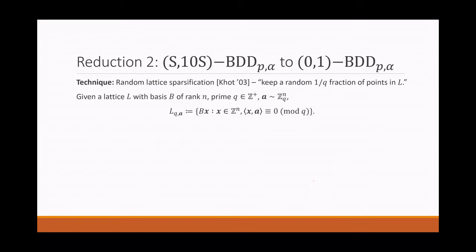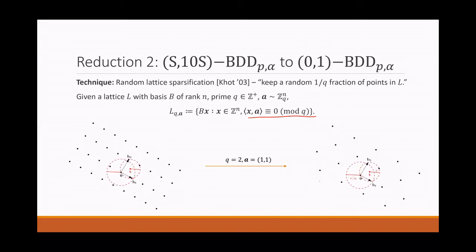More formally, we're given a lattice L as input, which is of rank n. We have some prime q. If we sample a uniformly random vector A from Z_q^n, we define L_q(A) to be the set of all lattice vectors in L whose coefficient vectors x satisfy this linear equation, that the inner product of x and A is congruent to 0 mod q. It's obvious that L_q(A) is a subset of the original lattice, since the original lattice is just the same thing, but without this linear constraint. And it's not hard to check that, in fact, this set forms a lattice as well, a sublattice of L.